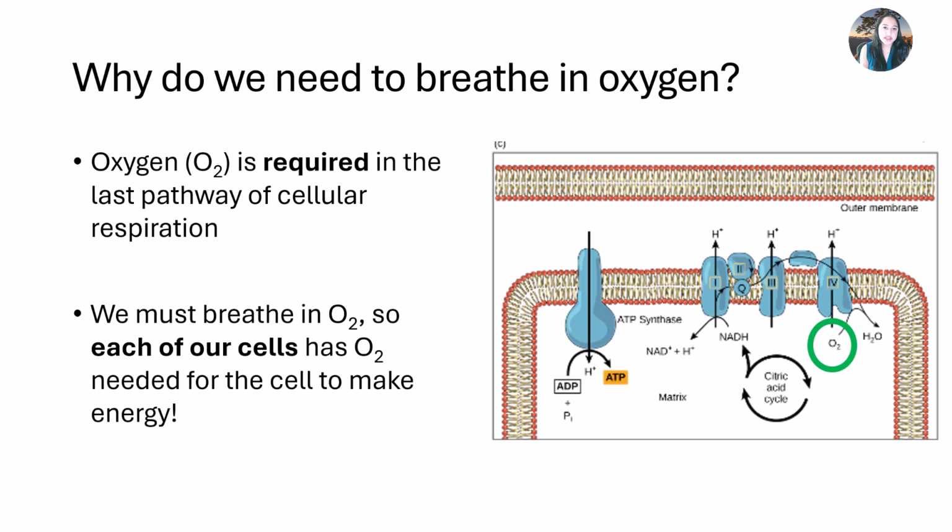So why do we need to breathe in oxygen? Because of that process. Oxygen is required in that last pathway. It's called oxidative phosphorylation because it is using the oxygen and doing this process called phosphorylation to make a bunch of these molecules of ATP. So that's why we need to breathe in oxygen, because we need the oxygen on the molecular and cellular level. Each of our cells needs the oxygen to be able to make the energy that your cell needs.